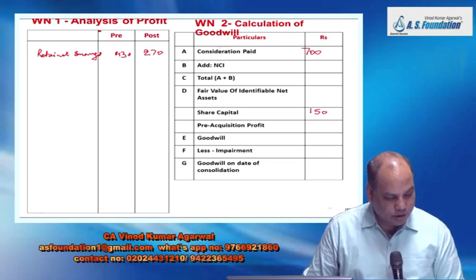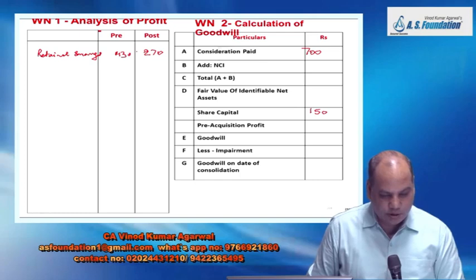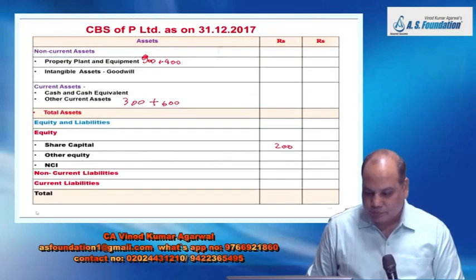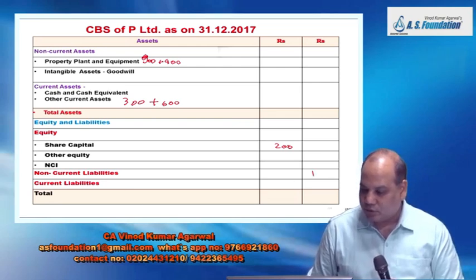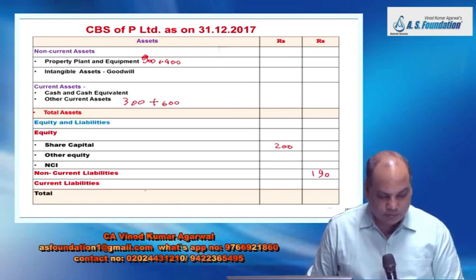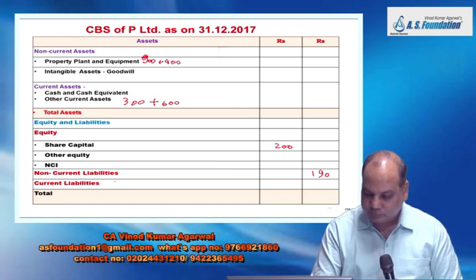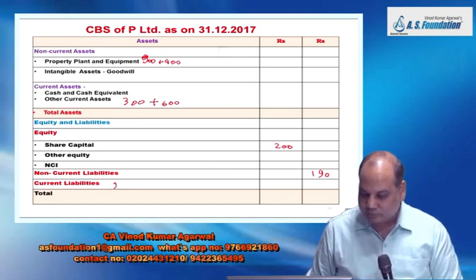Then we have non-current liability. Non-current liability, no adjustment. Write total in the outer column. 100 plus 90. Is it 190? Write in this outer column total 190. Current liability has some adjustment. Write 200 plus 60. We'll come back to this, okay?